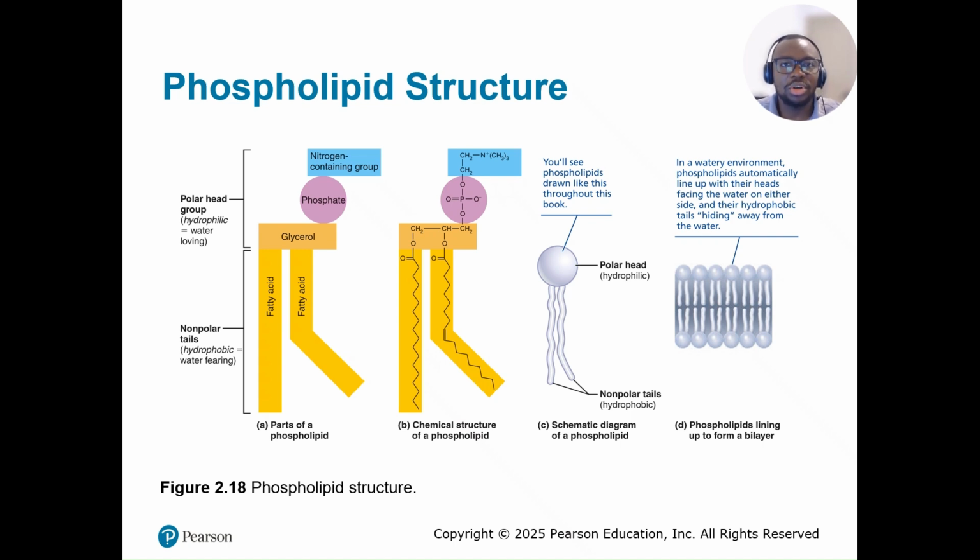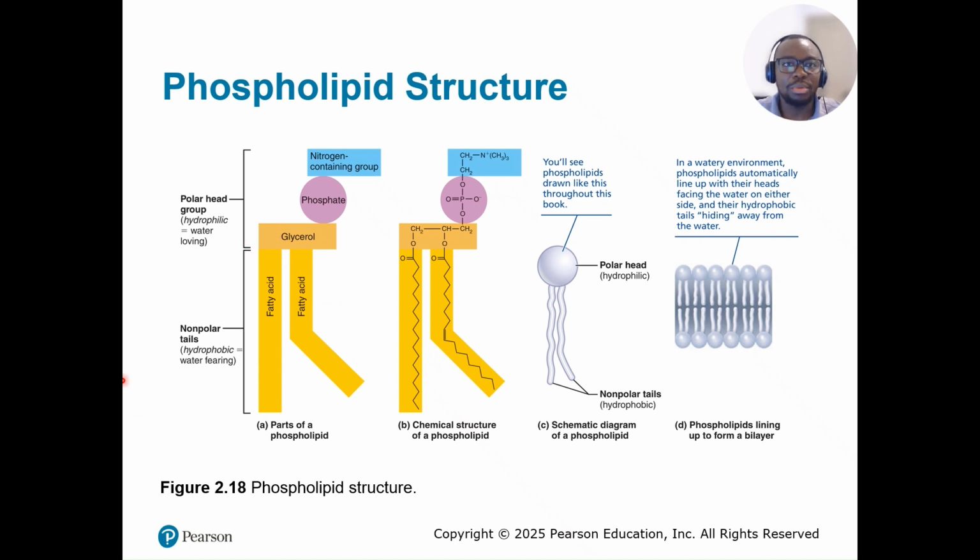Let's review the structure of phospholipids. Phospholipids are modified triglycerides. They are made up of a glycerol and 2 fatty acids, plus a phosphorus-containing group. The head and tail regions of phospholipids have different properties. The heads are polar and hydrophilic or attracted to water. The polar head group consists of a nitrogen-containing group, phosphate, and glycerol.